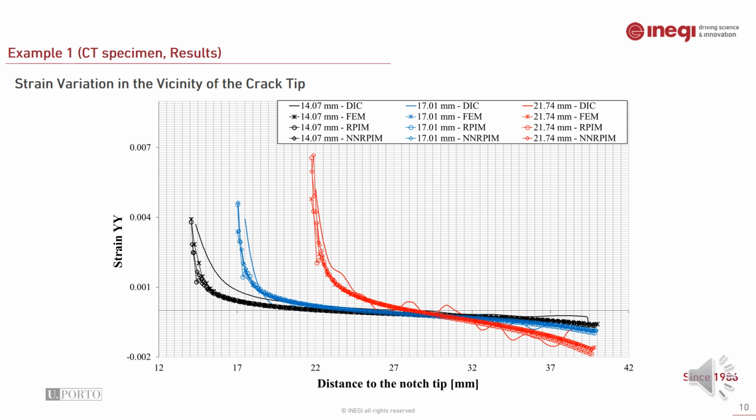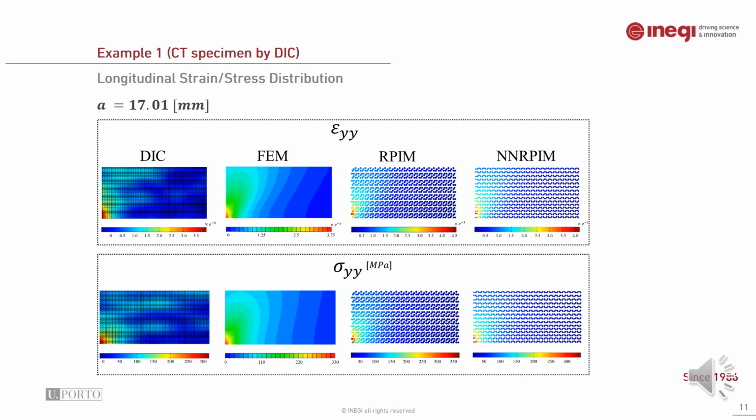And this image is showing the strain in the loading direction, relative to the distance to the notch tip, for 3 different crack lengths from digital image correlation, finite element method, RPIM, and NNRPIM meshless method. This graph shows that close to the crack tip we have a large strain, which is normal because of the crack tip, and it decreases with the distance to the notch tip. The longitudinal stress and strain can also be obtained from all the methods, and a very good verification has been obtained amongst the results in the shape and the quantity.